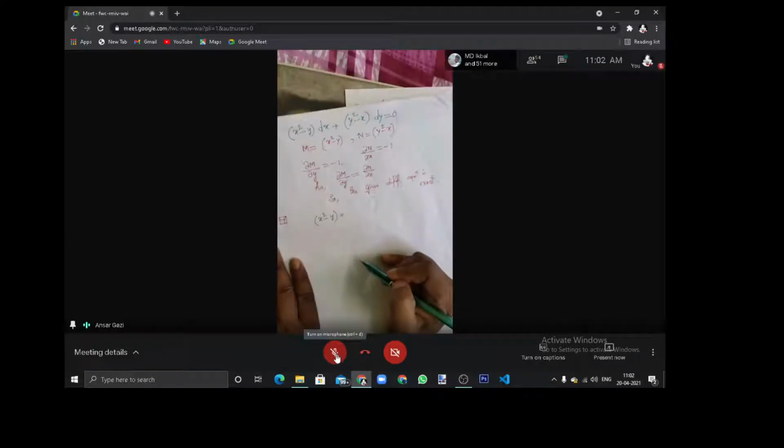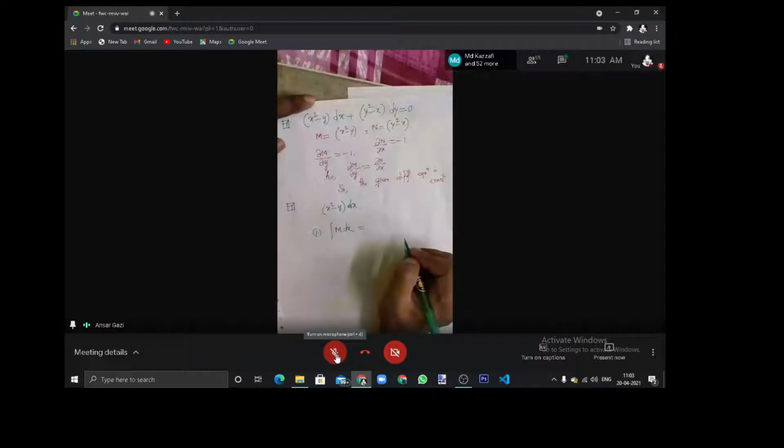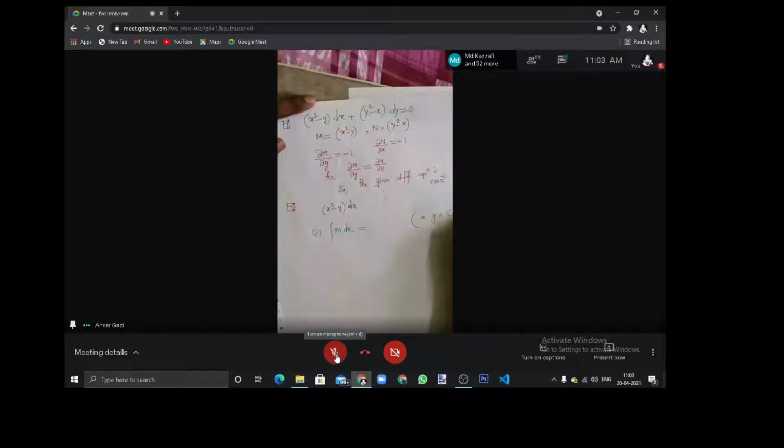So this is M dx. The actual procedure is, step 1, integrate M dx, treating y as constant. What is the procedure? First step, integrate M dx and treat y as a constant. This is the first step. Second step, the original differential equation is M dx plus N dy equal to 0.